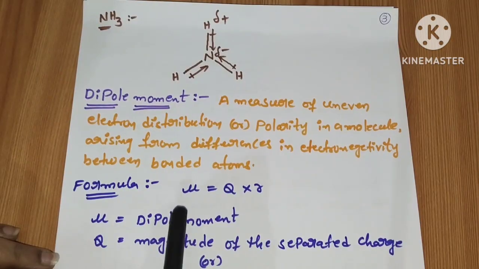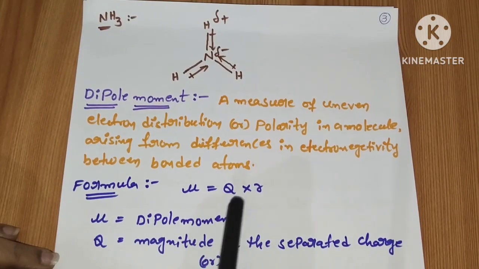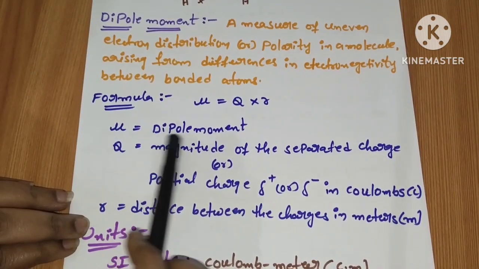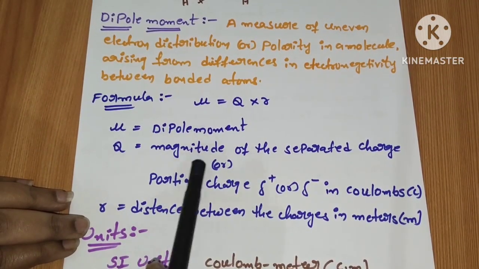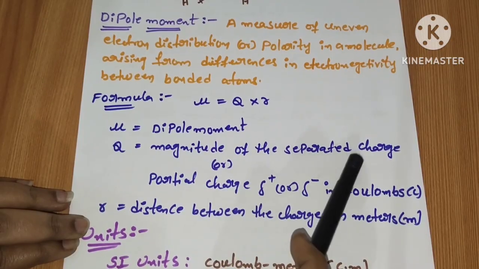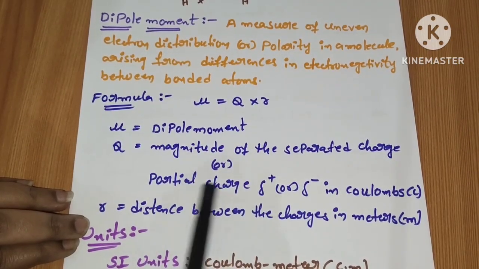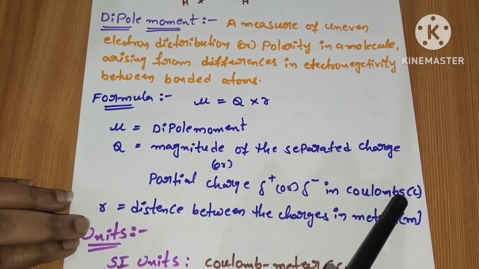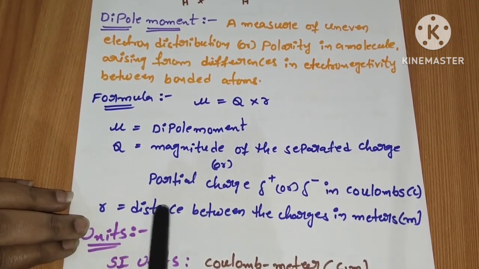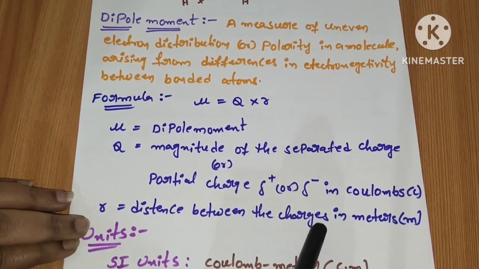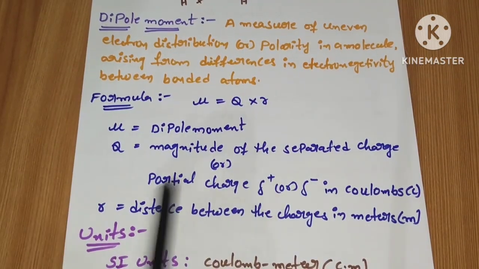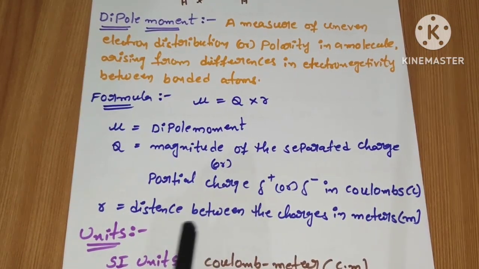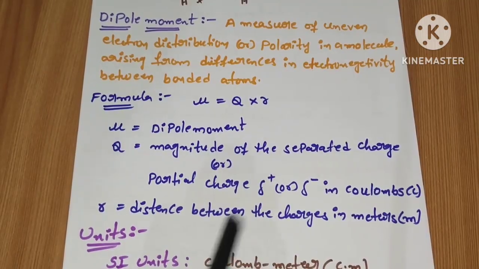The formula of dipole moment is mu is equal to Q into R. Here mu stands for dipole moment, Q stands for magnitude of the separated charge or partial charge, partially positive or partially negative, in coulombs. R stands for distance between the charges in meters. Here remember one thing, this direction is a vector from the negative charge to the positive charge.